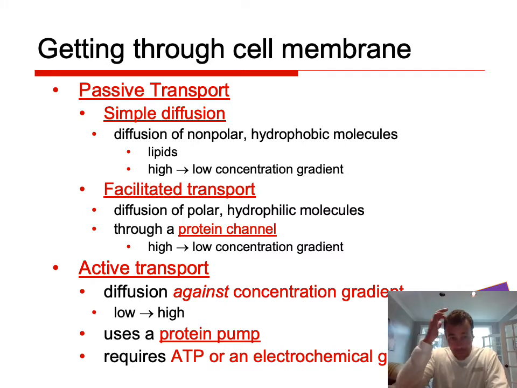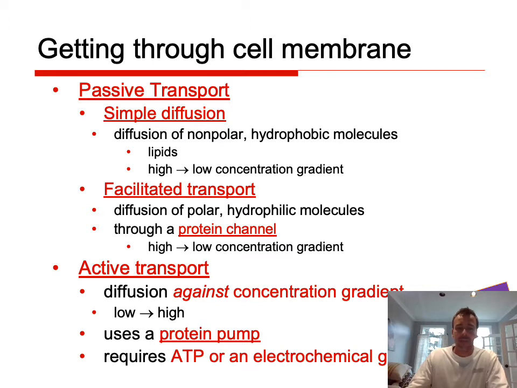So again, passive transport can be either simple diffusion or facilitated diffusion. Simple diffusion is just diffusion of nonpolar hydrophobic molecules such as lipids. You're going from high to low concentration. Facilitated transport uses a protein channel or some other type of protein molecule. And again, going from high to low concentration, no energy is needed.